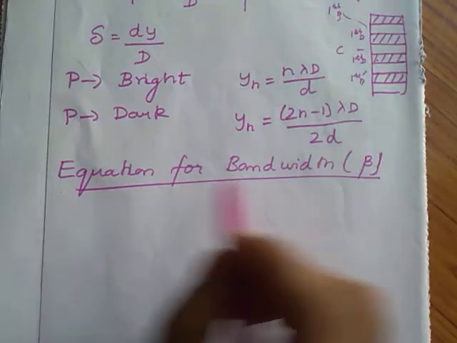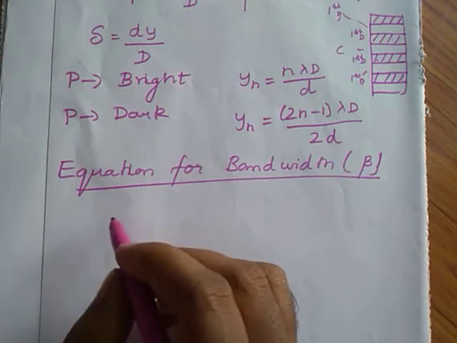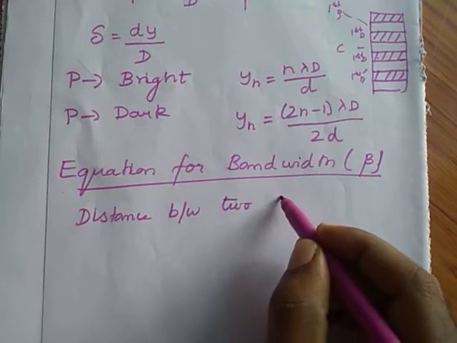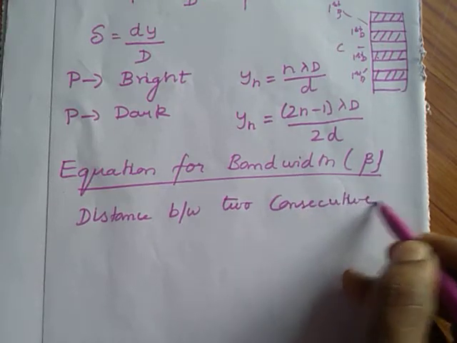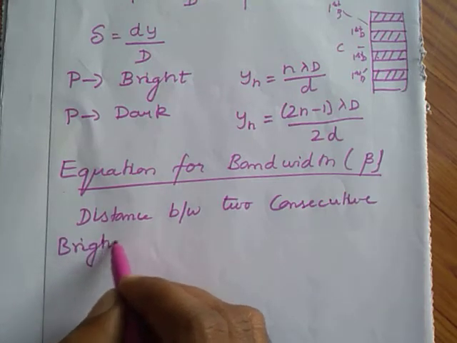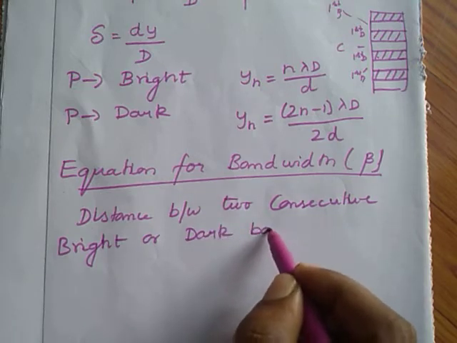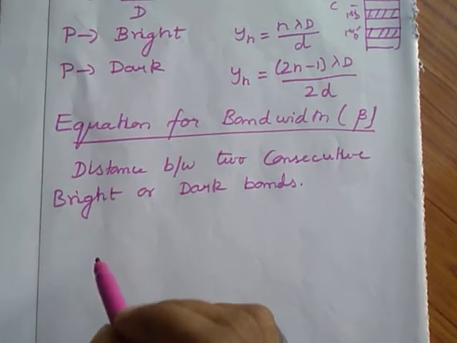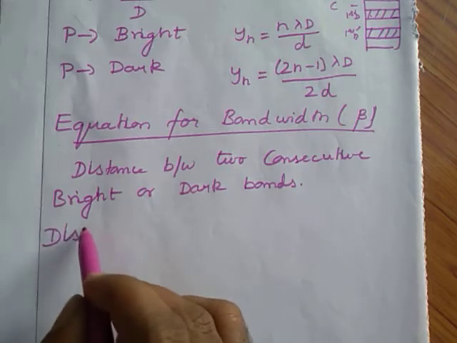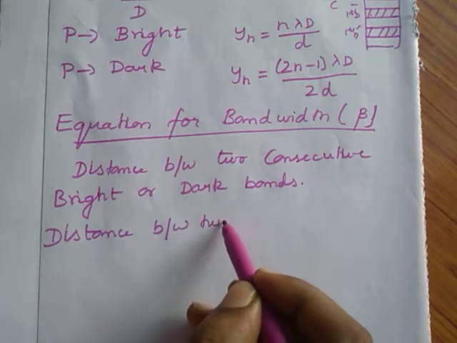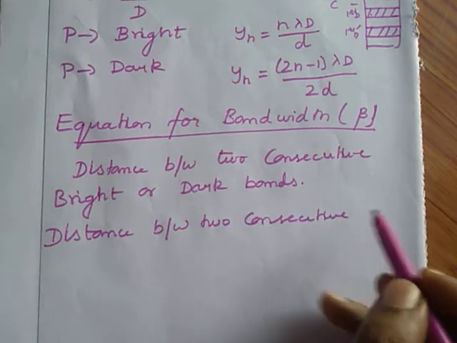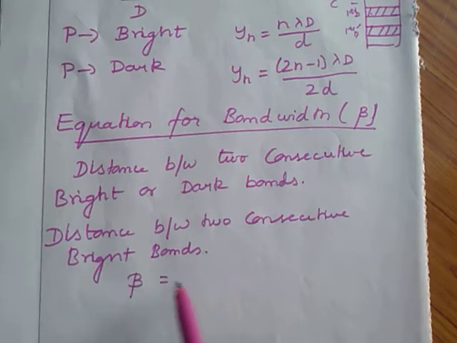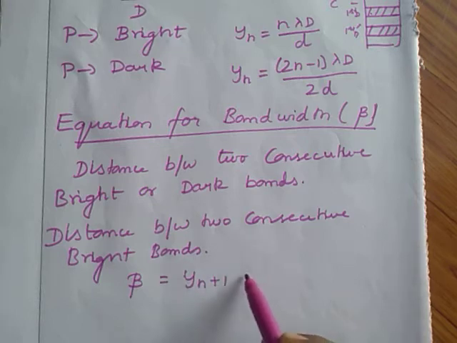So bandwidth is the distance between two consecutive bright or dark bands. Suppose I consider the distance between two consecutive bright bands, that is beta is equal to yn plus 1 minus yn.